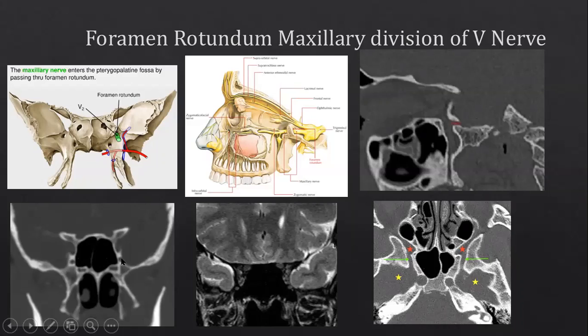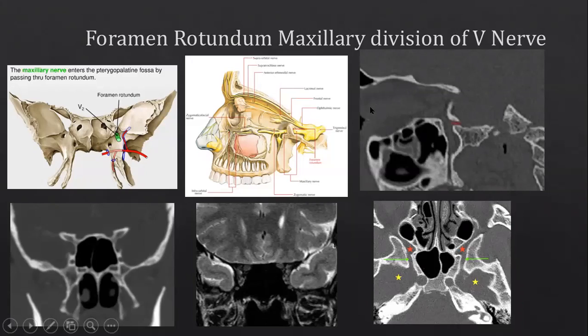So these are the foramina rotunda, which transmit the maxillary division of the trigeminal nerve. And you can see, because they are oriented in the anteroposterior plane, when we do a coronal scan, you can see them as small circular lucencies. And this is that same person over here in a sagittal plane.